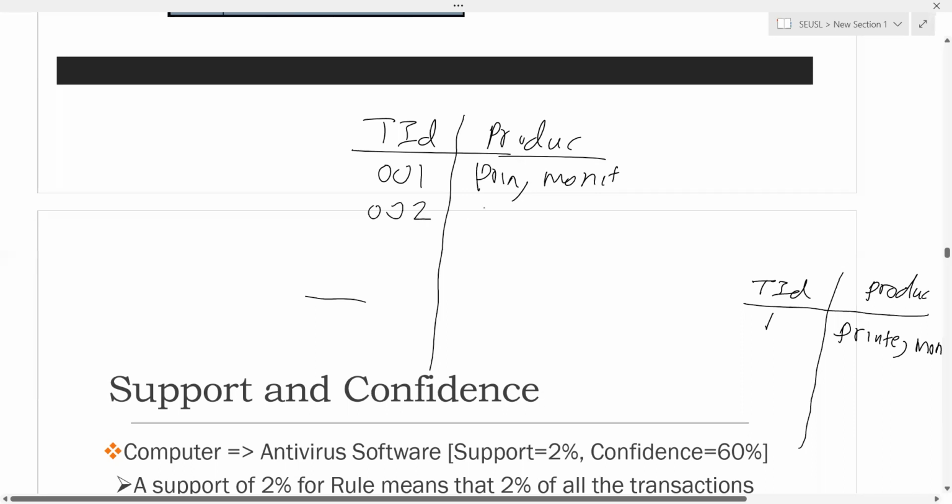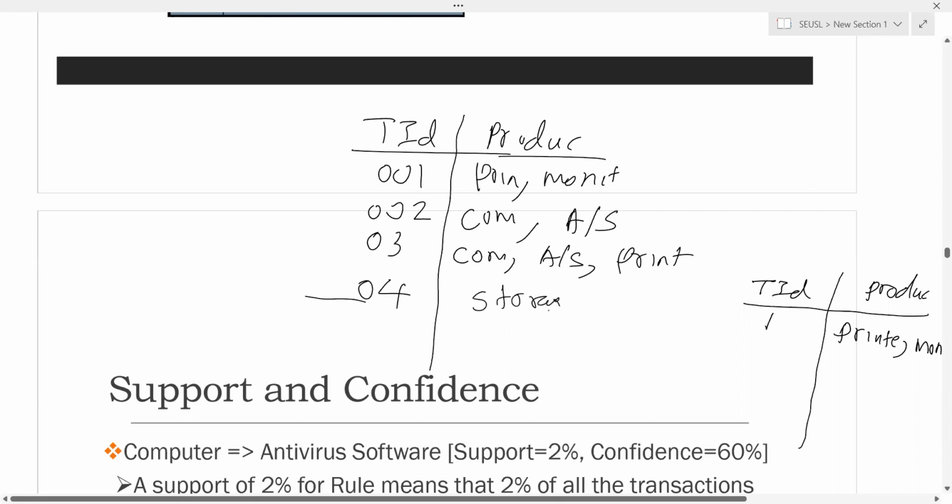Another person, transaction ID 2, is buying computer and antivirus software. Another person is buying computer, antivirus software and printer. Another person is buying storage device and RAM. Another person is buying computers and antivirus software. So I told you support means you need to find out how many transactions there are.